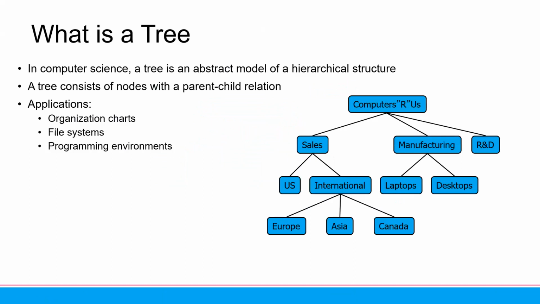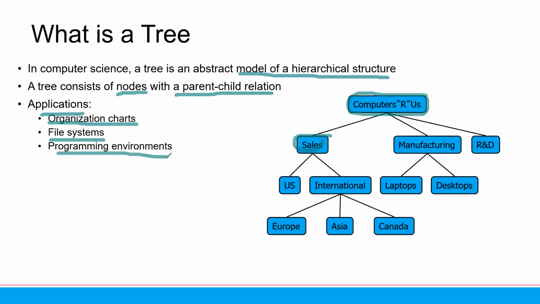In computer science, a tree is an abstract model of a hierarchical structure. So it is a hierarchy. A tree consists of nodes. So we call this one node, with a parent-child relation. There are some applications, like organization charts, file systems, or programming environments. So these are three examples.